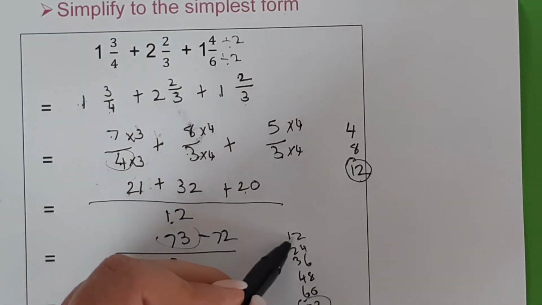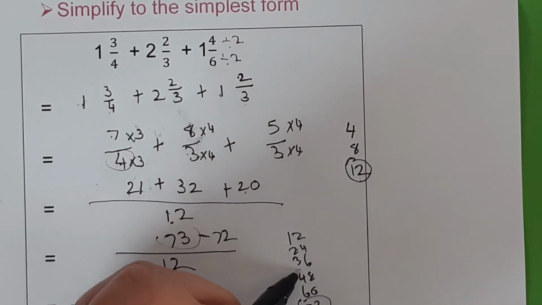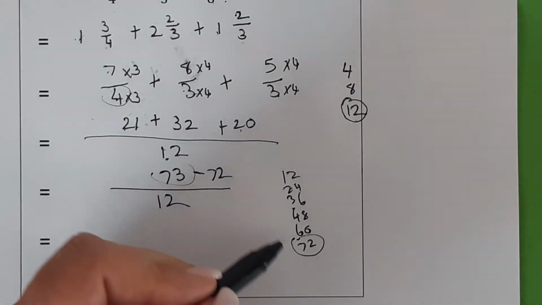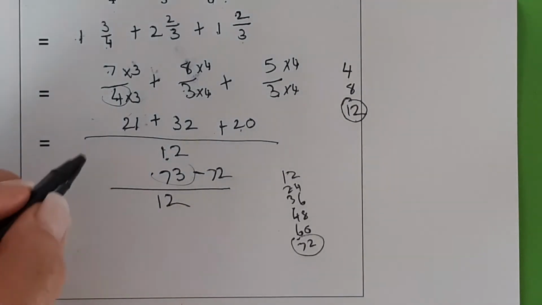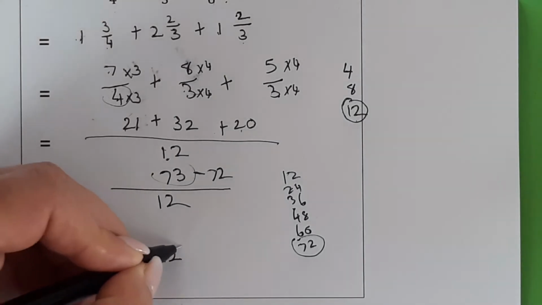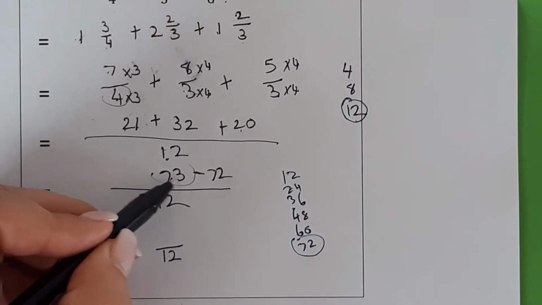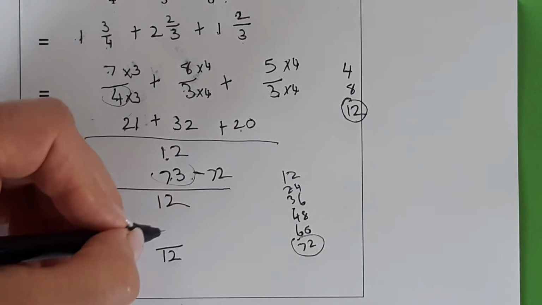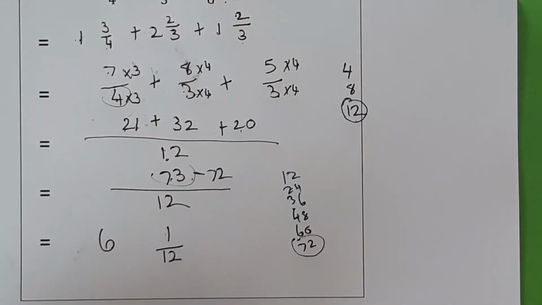How many 12s is that? 1, 2, 3, 4, 5, 6. So it will be 6 whole ones. How many 12s are left? 73 minus 72 gives me 1/12.